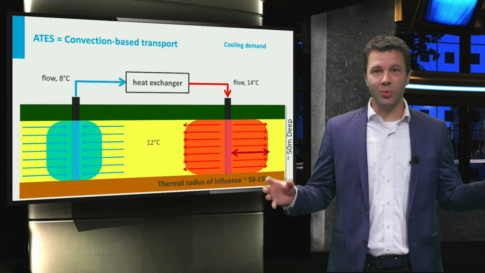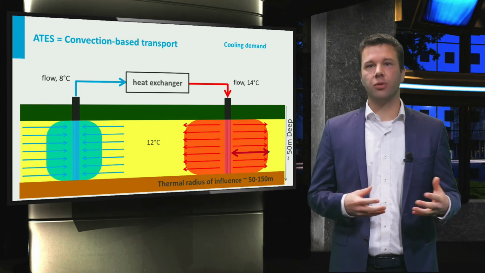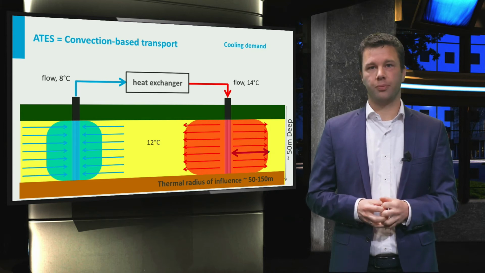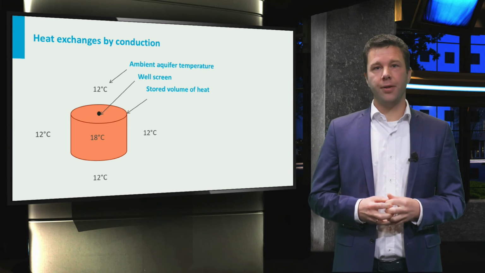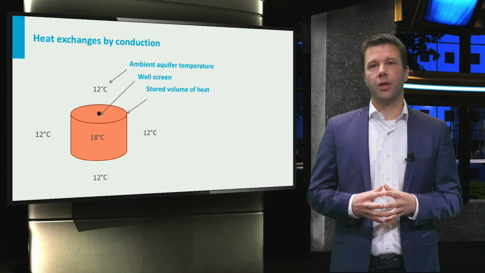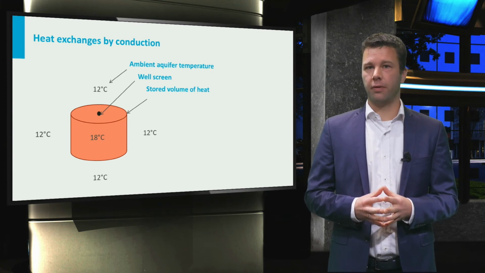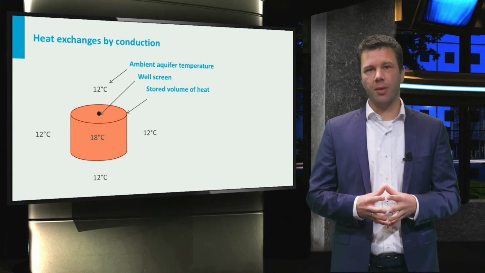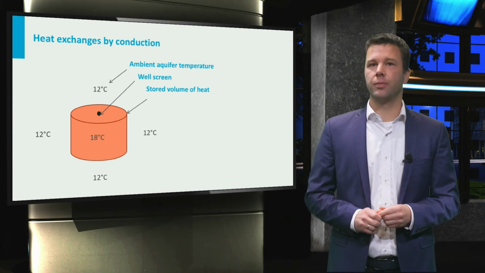The distance between the wells must be large enough to prevent negative interaction between warm and cold zones. As a result of the radial flow around the wells, the heat stored in the aquifer will form a cylindrical volume around the well itself. The size and the shape of the cylindrical body play an important role in designing ATES systems.